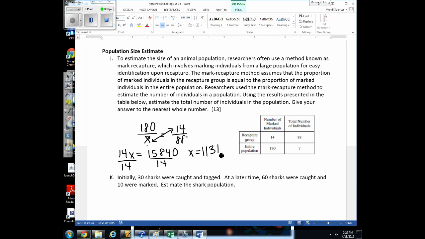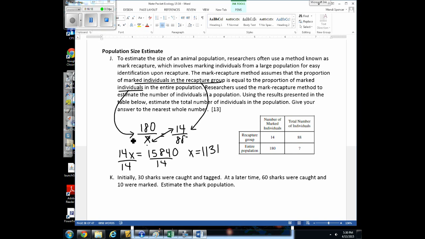It says the mark recapture method assumes that the proportion of marked individuals in the recapture group, that is this, there's that recapture group, we got 14 were marked out of 88 that were recaptured, is equal to the proportion of marked individuals in the entire population. So that's talking about this side. So basically, here's what happens.